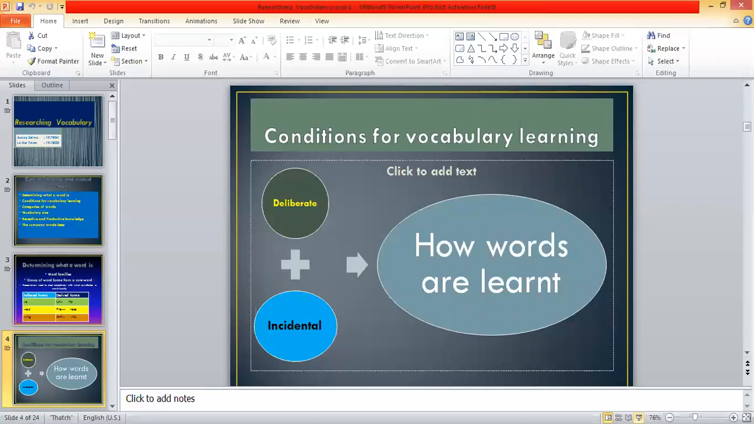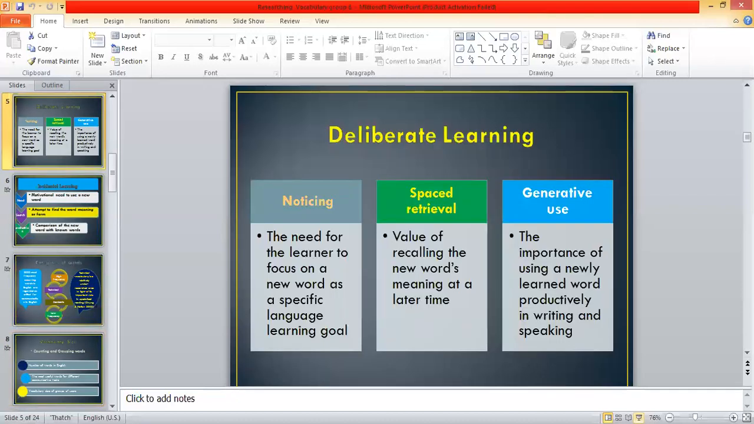All right, so here, deliberate learning. There are three main things that we have to think about: noticing, spaced retrieval and generative use. So what do I mean by noticing? Noticing is the need for the learners to focus on new words as a specific language learning goal.